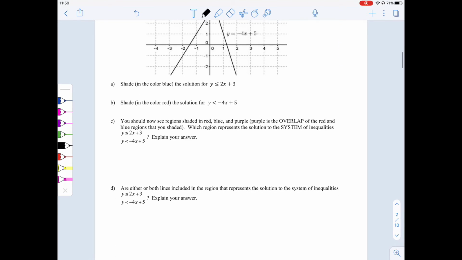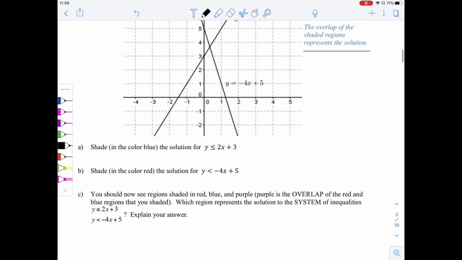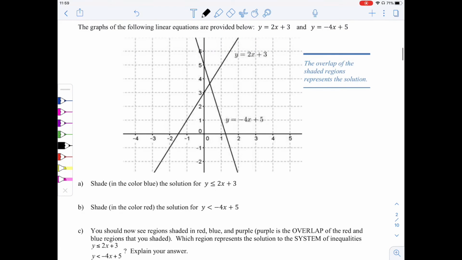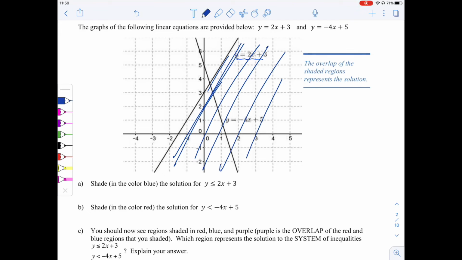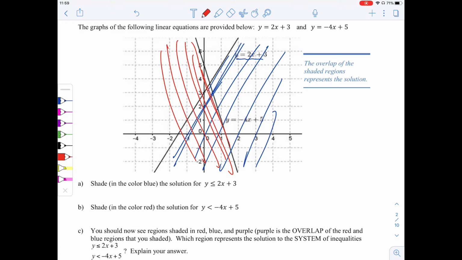When we're graphing, shade in the color blue for the solution y less than or equal to 2x plus 3. So blue here. Here's 2x plus 3. Less than this line is everything below. All this, everything below. And then red will be y less than negative 4x plus 5, so everything less than will be here for this line. This double shaded area is our solution. Everything in here is our solution.